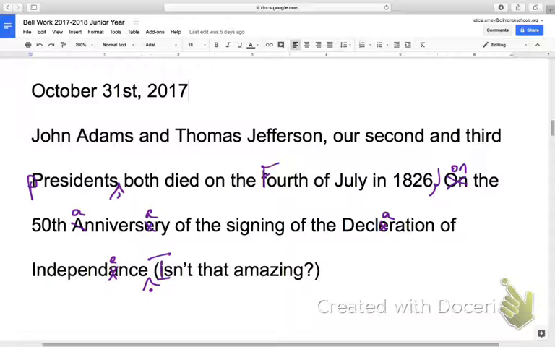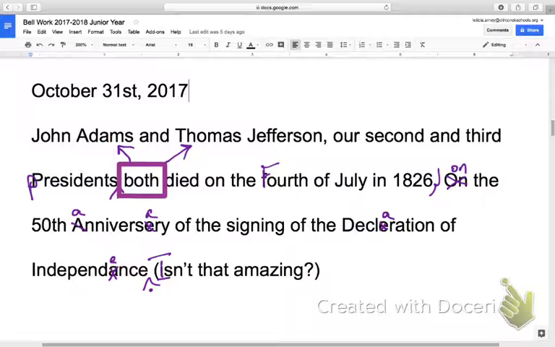So the next thing that we're going to do is look at this word both. Okay. Both is actually a pronoun, and it's taking the place of two or more things. And in this case, you're looking at the antecedent of both. The antecedents of both are John Adams and Thomas Jefferson. Okay, it's what both is referring to. Remember, that's in your notes. All right.